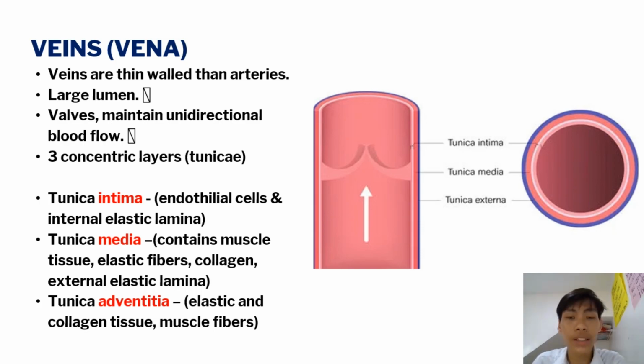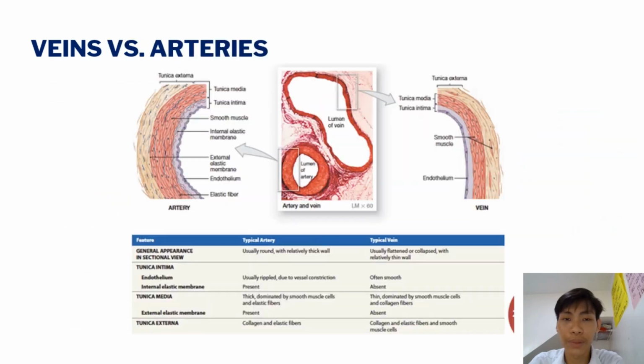Most veins contain valves, which help to maintain a unidirectional blood flow. Veins have three concentric layers, or tunicae. We have three layers. Number one is tunica intima, which is composed of endothelial cells and internal elastic lamina. Number two is tunica media. It contains muscle tissue, elastic fibers, collagen, and external elastic lamina. And last is the tunica adventitia, which contains elastic and collagen tissue and muscle fibers.